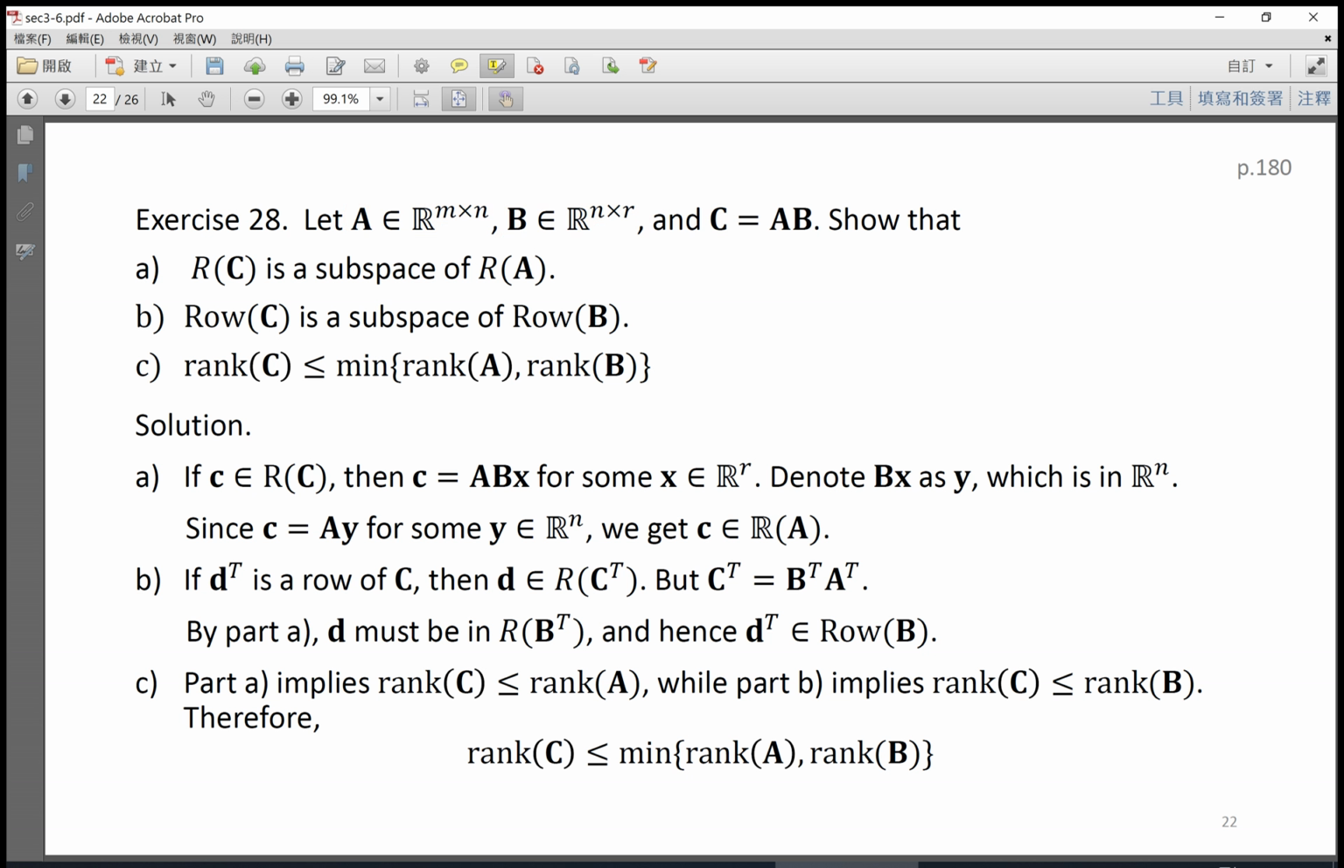Statement A is that the column space of C is a subspace of the column space of A. Statement B is that the row space of C is a subspace of the row space of B. And statement C is that rank C is less than or equal to the minimum of the set of rank A and rank B. This is a well-known result regarding the rank of a matrix.